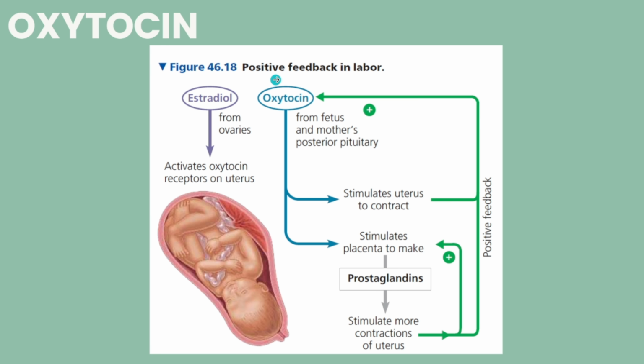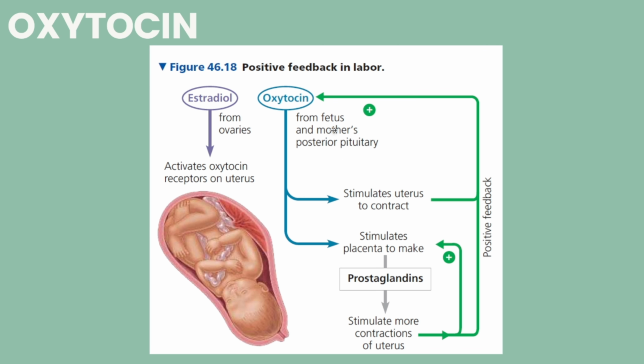It is a positive feedback mechanism. One of the famous examples. So during the parturition process, oxytocin starts to be secreted. So where is oxytocin secreted? Normally, oxytocin is secreted from the posterior pituitary gland, from the posterior pituitary gland of the mother and fetus, both of them. But the majority is from the mother.